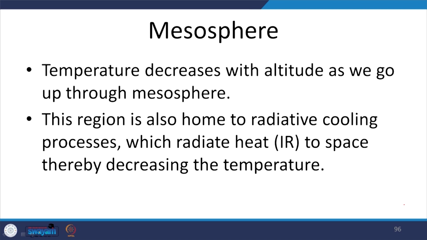Okay. Now, because of the ozone the temperature increases. As you are departing away from a hot object, the temperature decreases in the troposphere, fine. But why does the temperature decrease with respect to height? Right. So, why does it decrease? It mainly decreases due to radiative cooling processes which are active in this particular region. So, they radiate heat to the space, thereby decreasing the temperature.